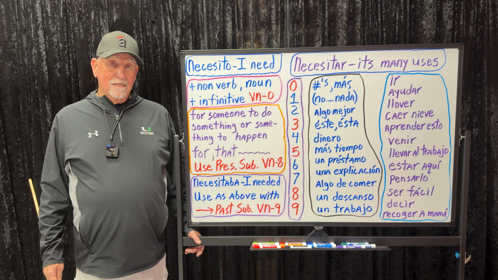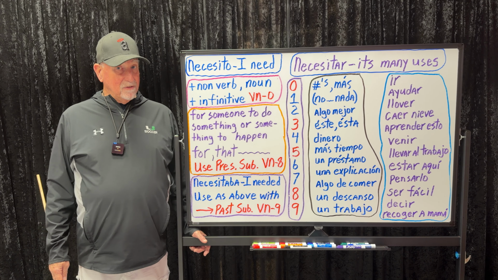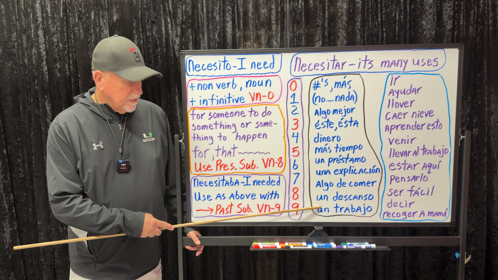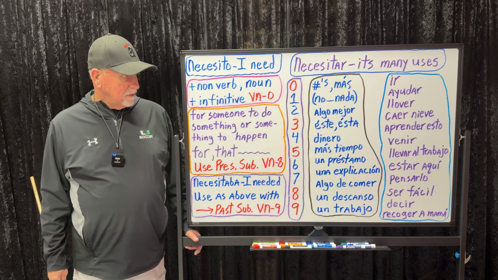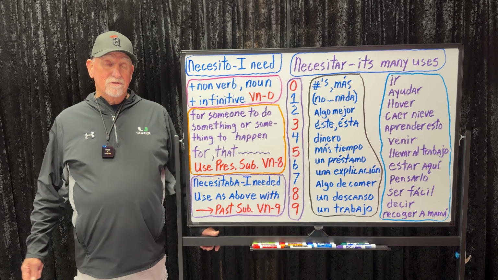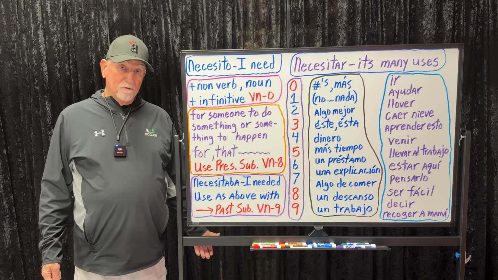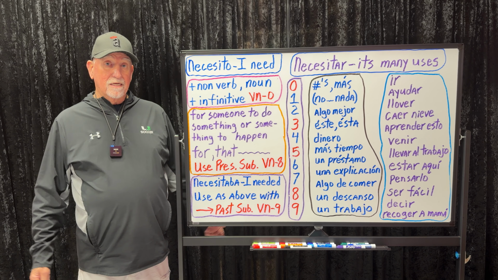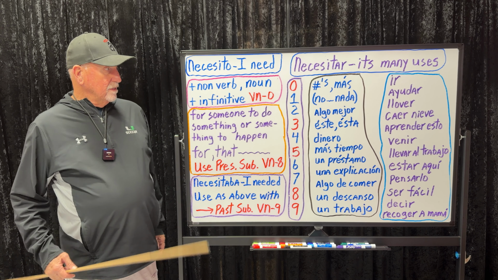Dad said that he needed a loan. Papá dijo que necesitaba un préstamo. She needed a job. Necesitaba un trabajo. We needed more time. There's a common one. Necesitábamos más tiempo. I needed something to eat. Necesitaba algo de comer. Okay, so we get that.